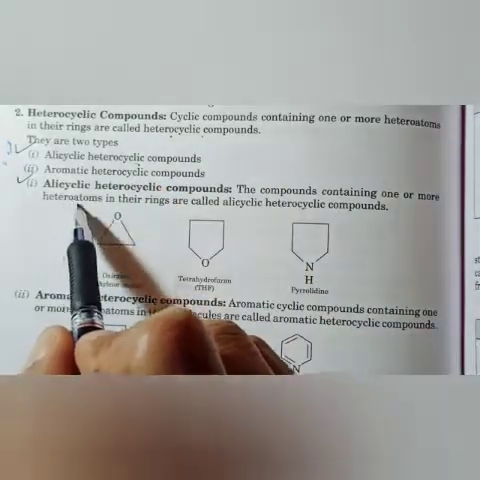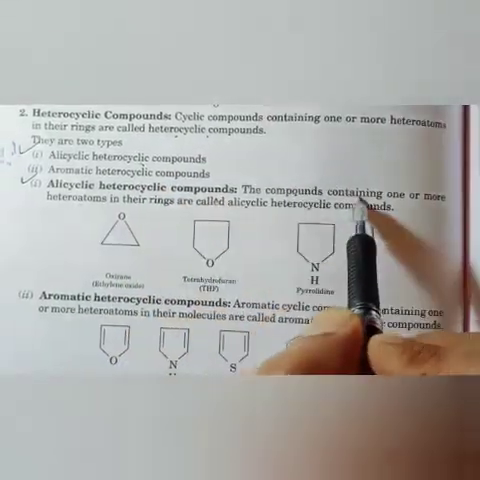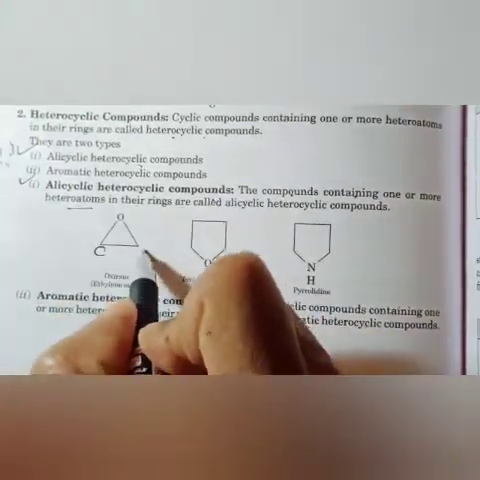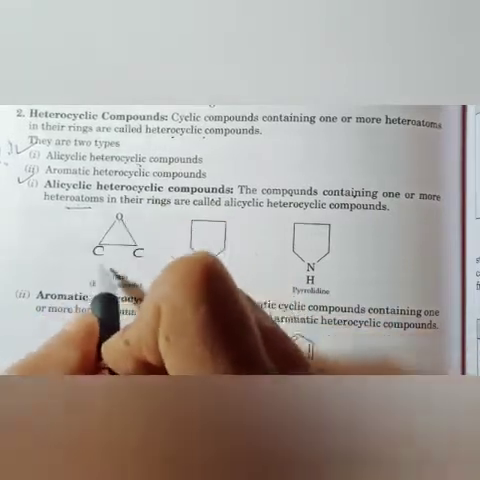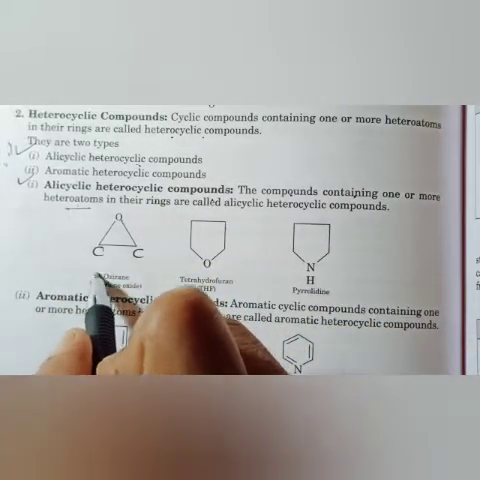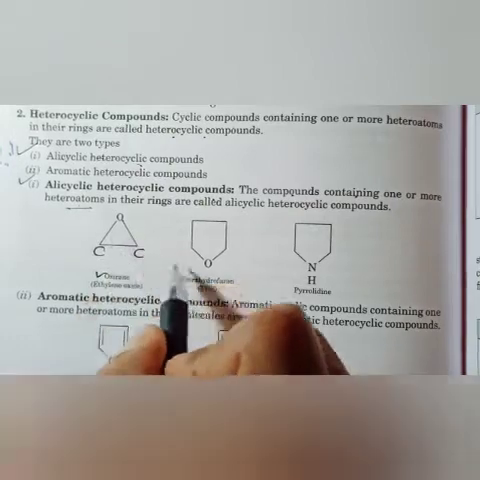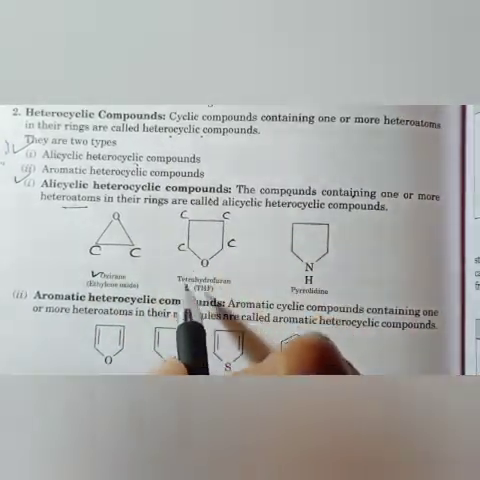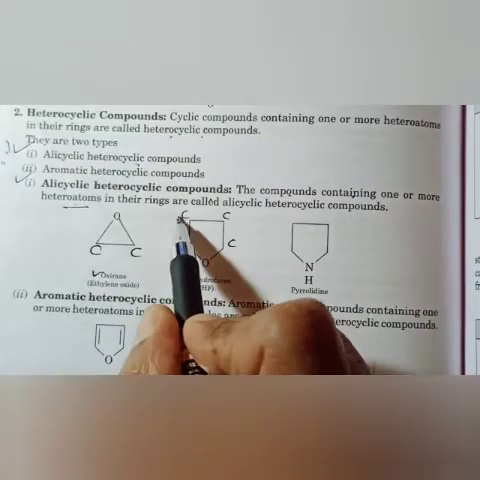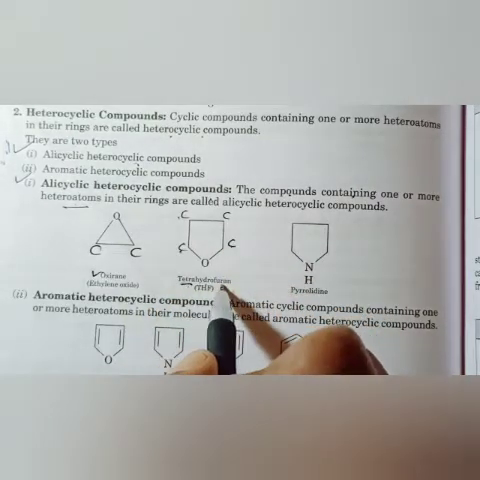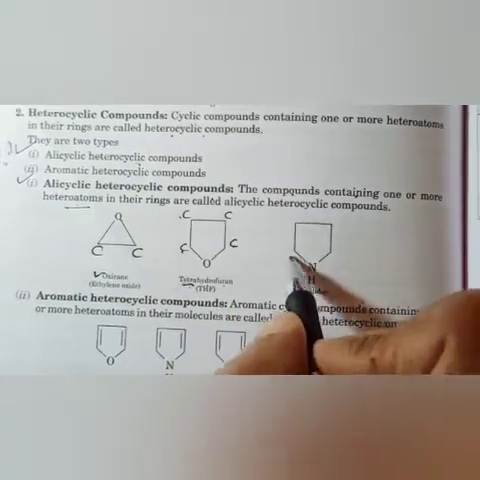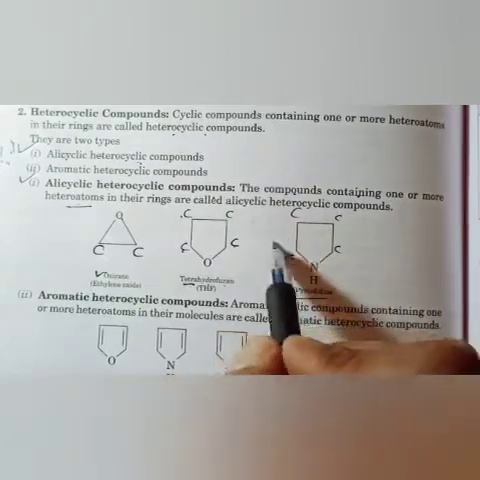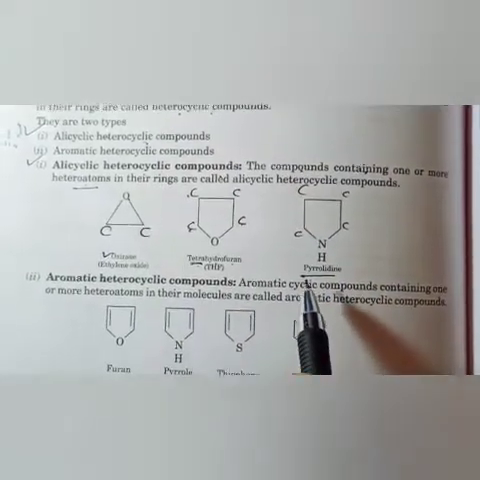In alicyclic heterocyclic compounds, the compound contains one or more heteroatoms, that is, a different atom. See here there is carbon and here one oxygen. It means a different atom is there. The name of this is oxirane. You need to learn all these names. Second, here 4 carbon and 1 oxygen; that's why the word tetra, 1 2 3 4: tetrahydrofuran. Then pyrrolidine. These are some examples of alicyclic heterocyclic compounds.